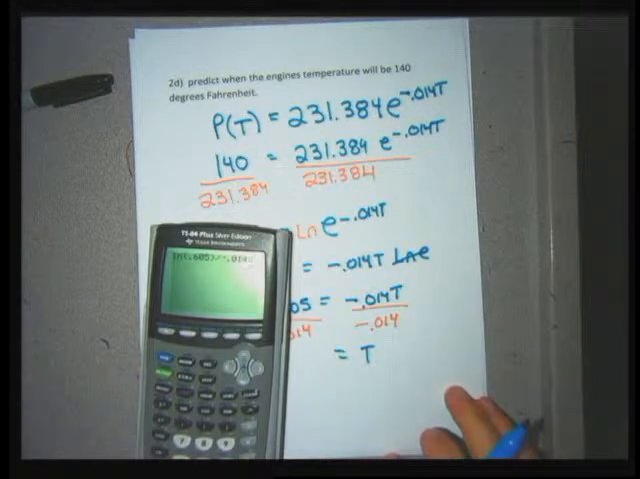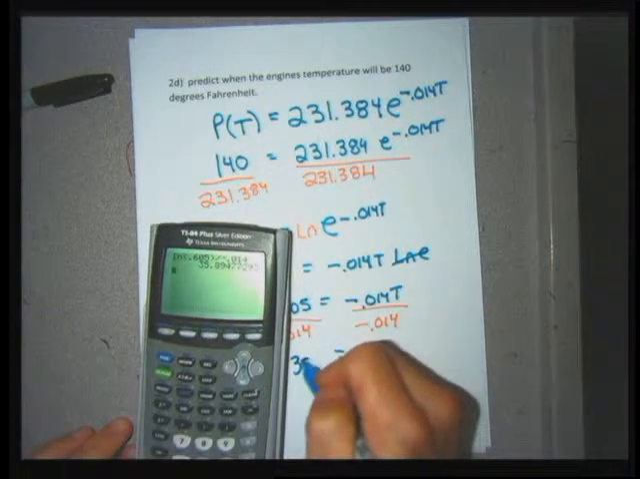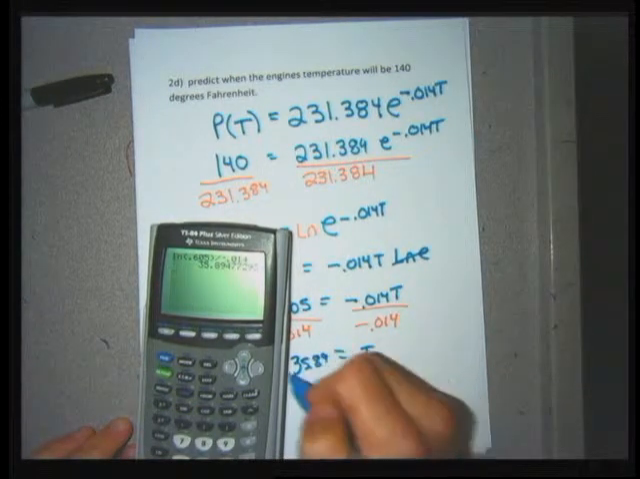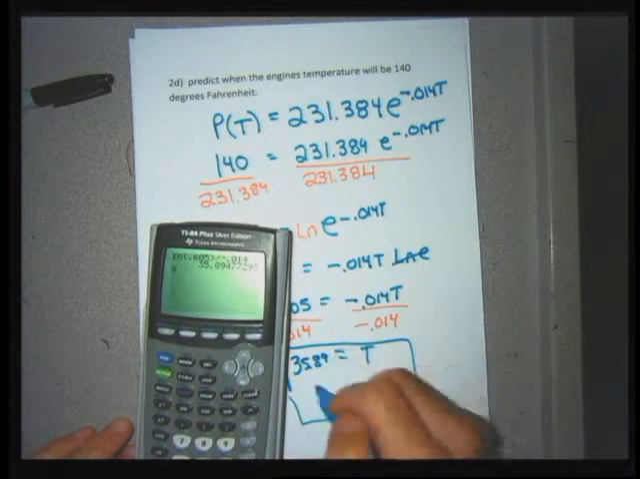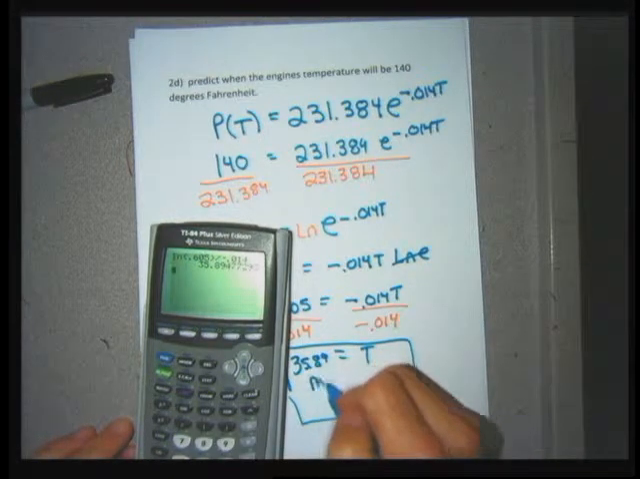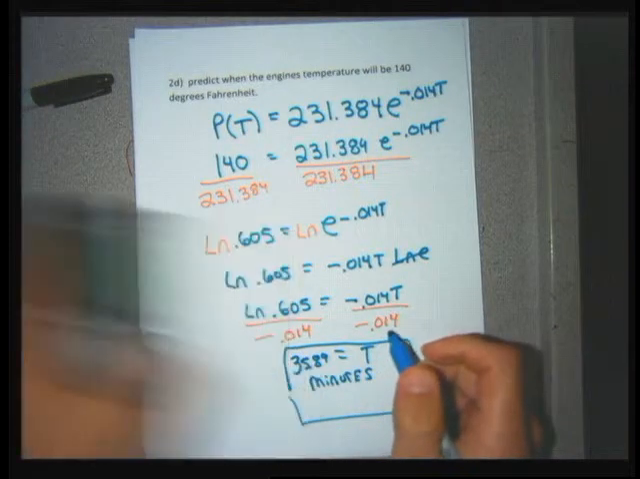That's more or less readable. It gives me a time in minutes. I'm going to write 35.89 minutes according to this formula for the engine temperature to be 140 degrees Fahrenheit. And my answer is just going to be 35.89 minutes.